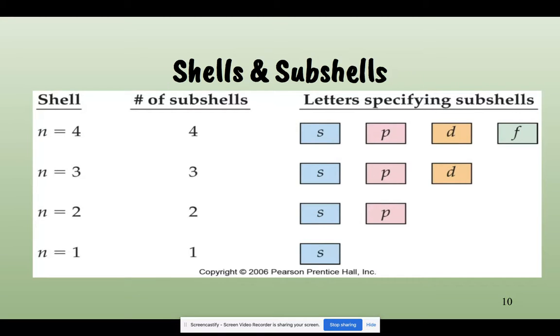Okay? And then when you get to the fourth energy level or shell, there are 4 subshells. That's when you get S, P, D, and F. So you have 4S, 4P, 4D, and 4F.